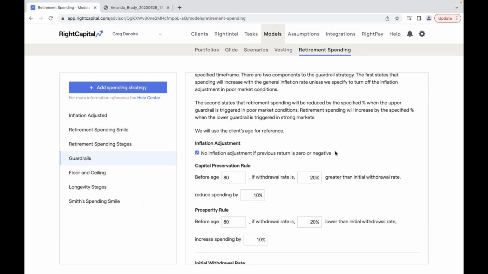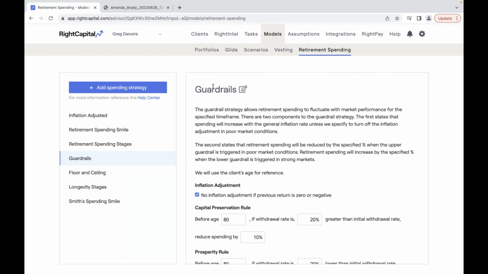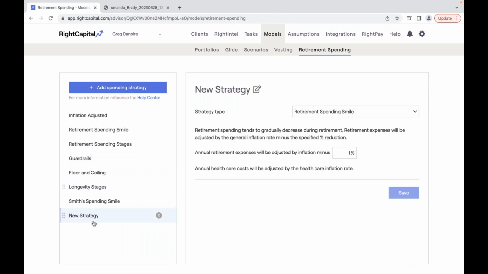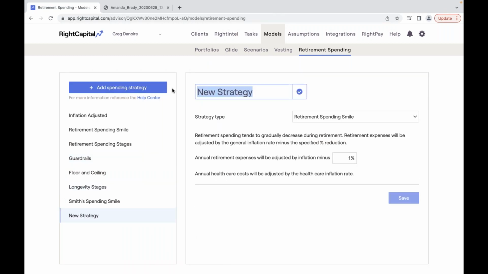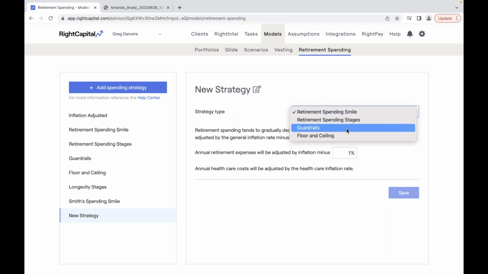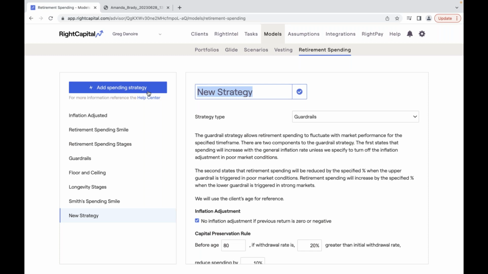So this will tell you, are you in fact using no inflation adjustment if the previous return is 0 or negative on that retirement income need? So that's an important variable that can be applied. And you can even toggle the rest of this off if you only want this component applied. So it's very flexible. For example, maybe this is only inflation adjustment here for guardrails, and I could set that up again.